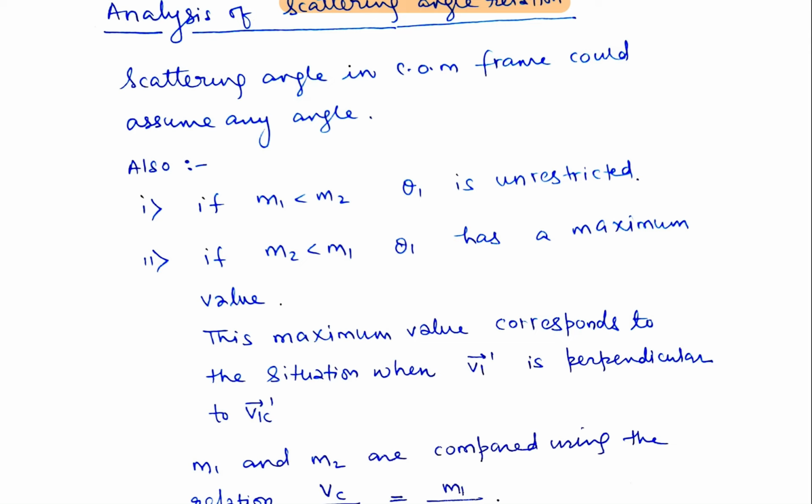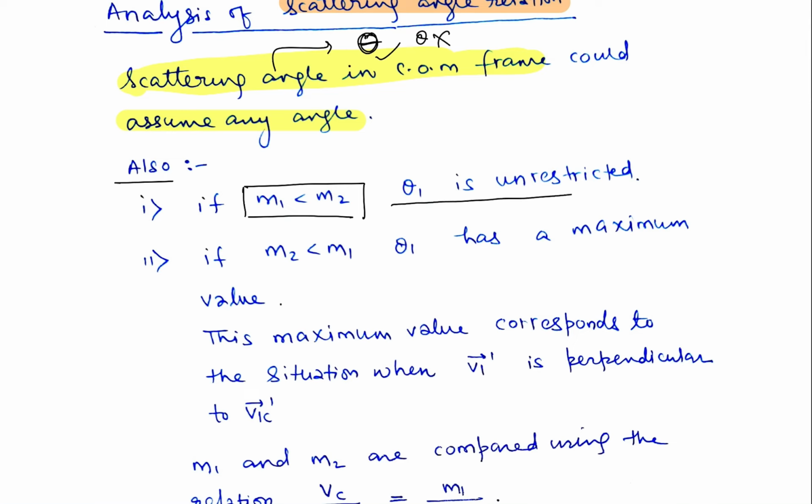Now let me tell you about the scattering angle in center of mass frame. Could it assume any angle? They can take any value. And what is the scattering angle in center of mass? It is capital theta, this value, not this value. Okay, so they can assume any value. Also, if m1 is less than m2, then there is no restriction on the value of theta 1. This is in lab frame. Okay, and this is in center of mass frame.